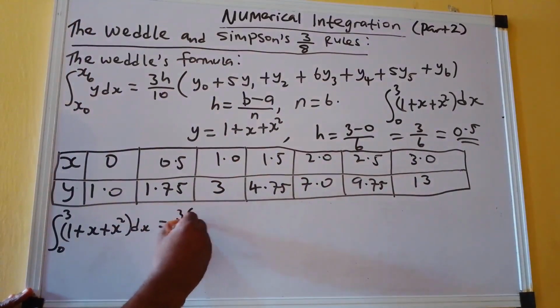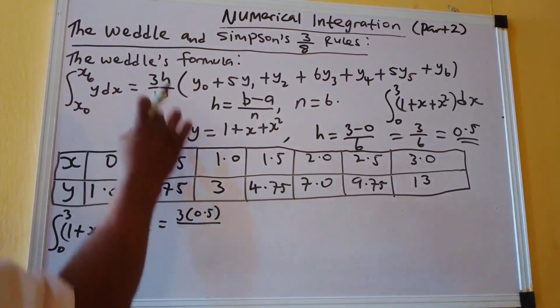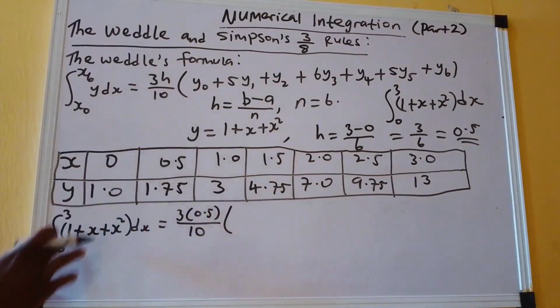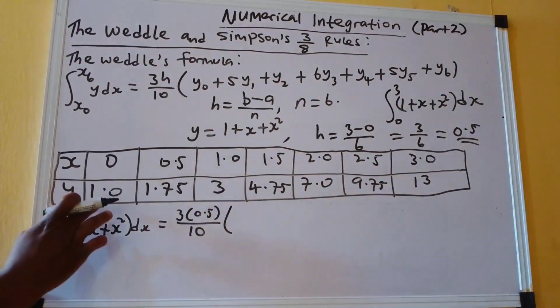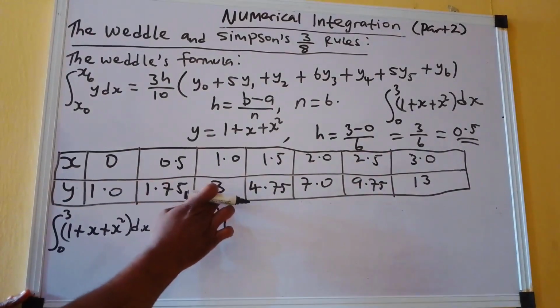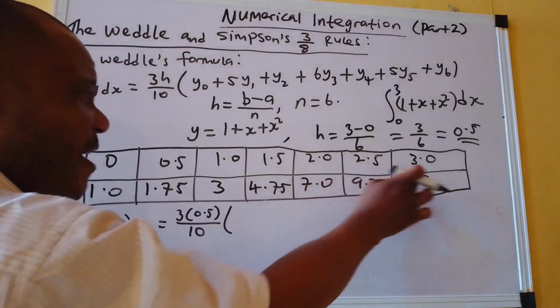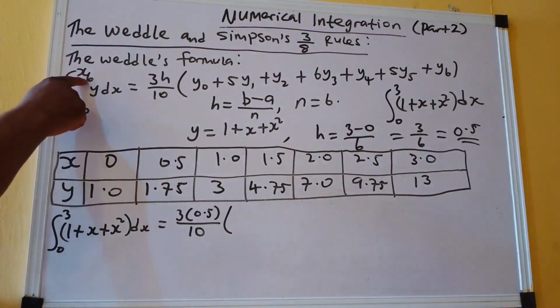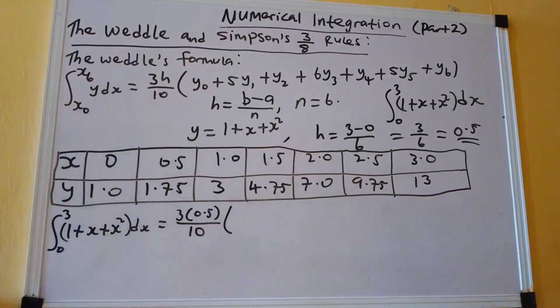This will be 3 into 0.5 all over 10. Then bracket open. Look at it here now, it's very easy. This is y0, y1, y2, y3, y4, y5, y6. So it will run from y0 to y6, because for Weddle's formula the upper bound is x6 and the lower bound is x0. So it will definitely run from x0 to x6, or from y0 to y6, because they are paired values.